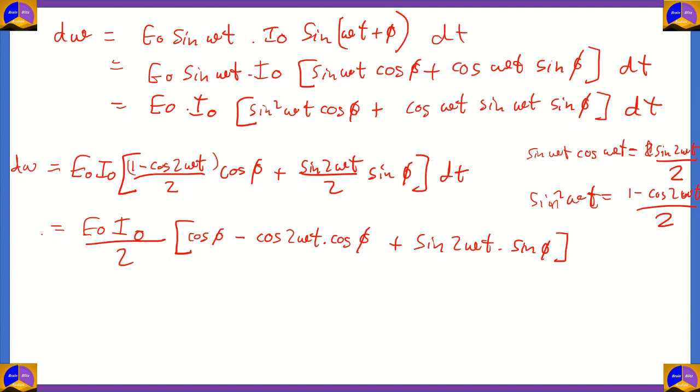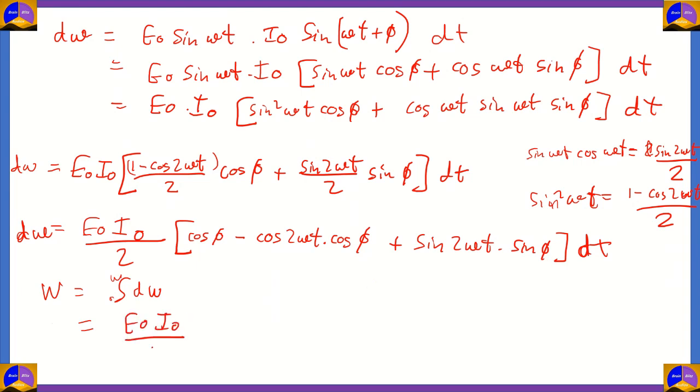So this is the value of the change in work done with respect to time. Change in work done will be E naught I naught divided by 2 times this whole bracket times dt, the change in time. So how about the value of work done? Work done will be integral of dw from 0 to say w. So therefore, if you take the definite integral on the right hand side, it will be from 0 to t.